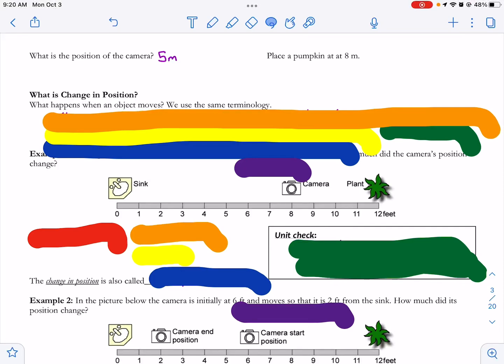So now let's talk about change in position. When we're talking about change in position, we're talking about what happens when an object moves. Well, we're going to use similar information, similar terminology. So we're going to start with what it is.